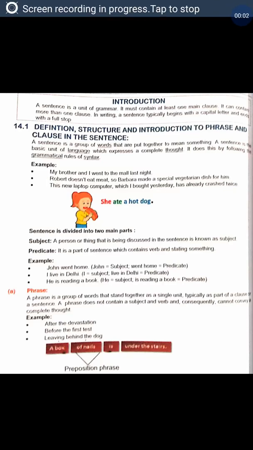Good morning, children. Today is Friday and we are going to do our grammar class. Today in grammar, I am going to teach you all about a sentence.